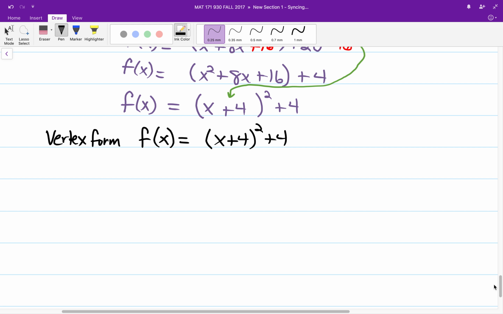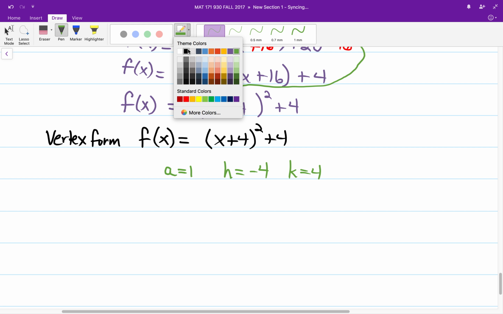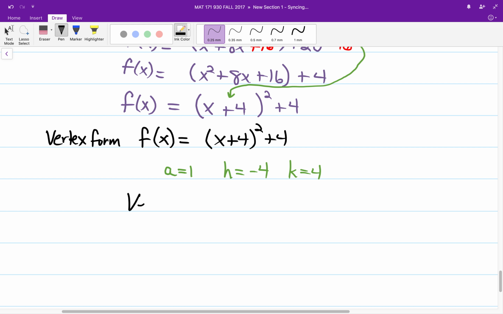In terms of the values that we have, for the leading coefficient, that's just going to be 1. And h is going to be, say, the 0 of x plus 4, so we have negative 4. The k value is going to end up at 4. With h and k, we can state that the location of the vertex, that is the point from which the graph of f of x opens, is going to be situated at (-4, 4).